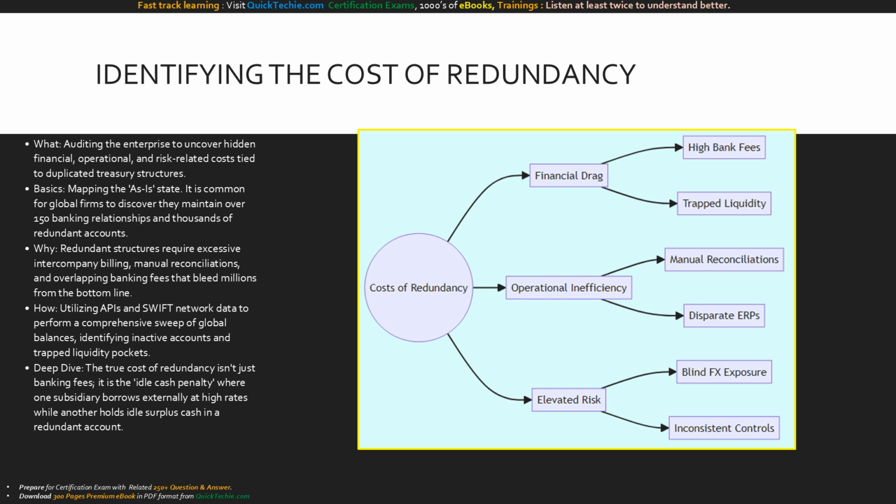This mind map visually breaks down the costs of redundancy into three major impact zones: financial drag, operational inefficiency, and elevated risk. Under financial drag, redundant accounts directly cause high bank fees and trapped liquidity. Under operational inefficiency, having multiple, overlapping systems forces teams into manual reconciliations across disparate ERPs. Finally, under elevated risk, a decentralized, bloated structure leads to blind FX exposure because you can't hedge what you can't see, and inconsistent controls, which opens the door to internal fraud. Streamlining eliminates these toxic branches entirely.